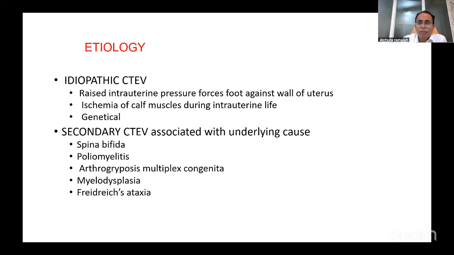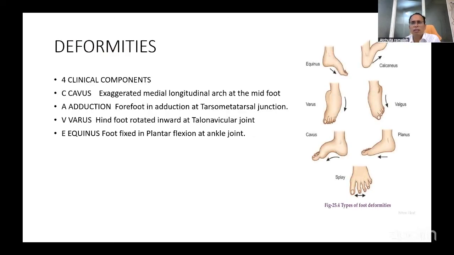So mainly in congenital CTEV, it is either idiopathic or secondary. In idiopathic, the reasons are raised intrauterine pressure, ischemia of the muscle, and genetic factors. In secondary, other than the local foot and ankle, there will be other causative reasons elsewhere. Now the presentations regarding the different deformities of the foot. Not only for CTEV, this is for an overall idea of the deformities I am presenting here.